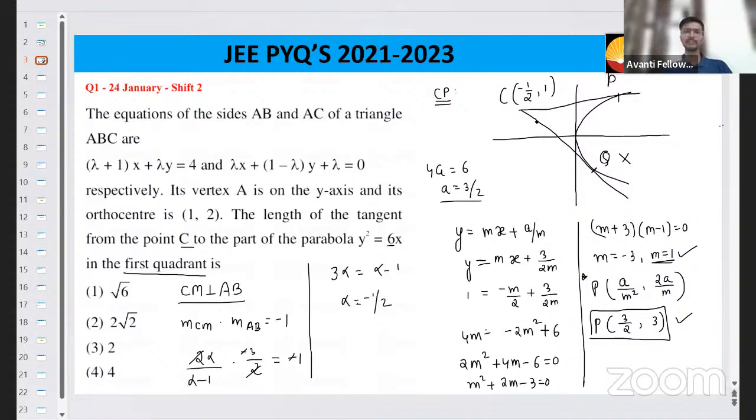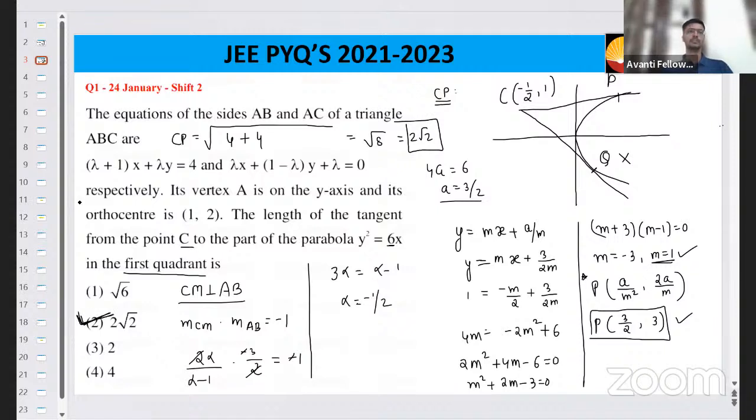So now it's very simple. We have C, we have P. Let us use the distance formula. There is no space, okay, I'll write it here. So CP will be equal to the square root of (3 by 2 plus 1 by 2) whole square, which is 4 by 2 squared, which is 4, plus 4. 4 plus 4 is root 8, which can be written as 2 root 2. So 2 root 2 is my answer, which is the second option.